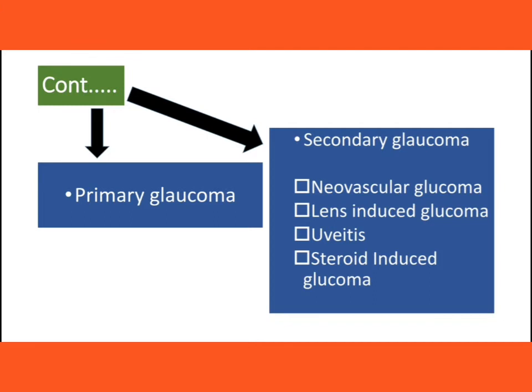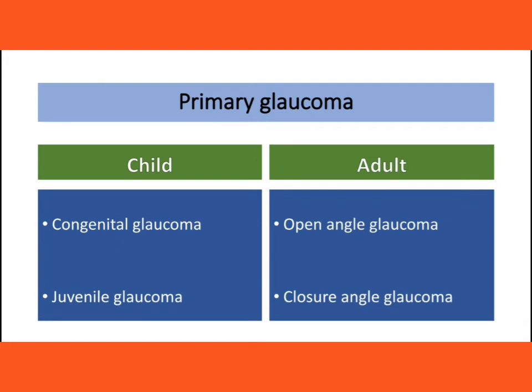In primary glaucoma, there are two types. Okay, primary glaucoma: childhood and adult. Childhood: congenital glaucoma and juvenile glaucoma. Congenital glaucoma happens from birth to 3 years of age, and juvenile glaucoma is after 3 years.